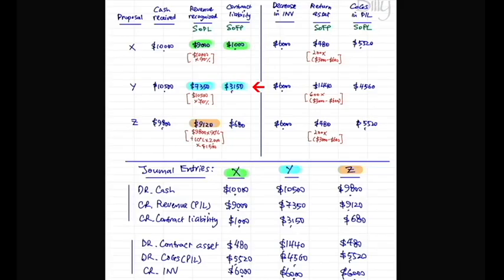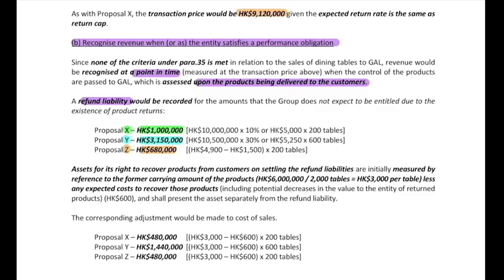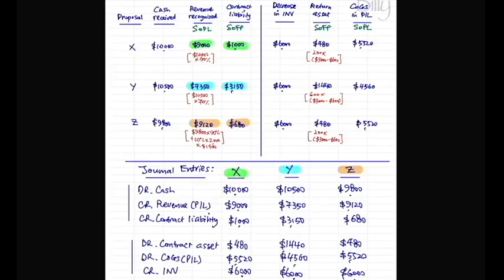Then we must account for contract assets, the rights to recover goods from the customer. X is 480, Y is 1440, and Z is equal to 480.